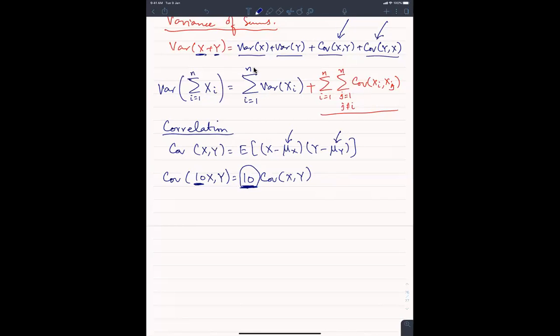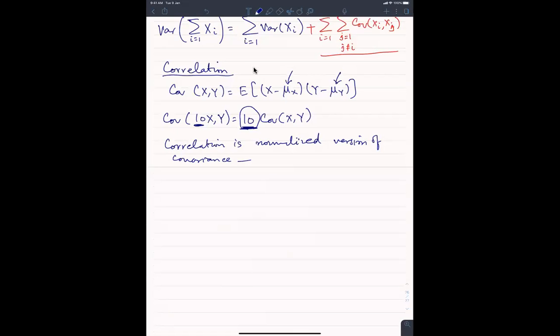Correlation is a normalized version of covariance. What does this mean? It means that if I find the variance of, recall that variance of x divided by standard deviation of x, what was this? Answer in the chat window.